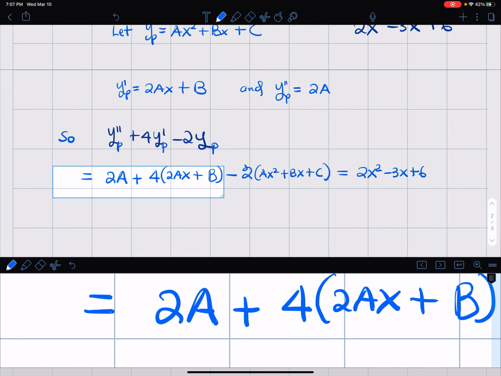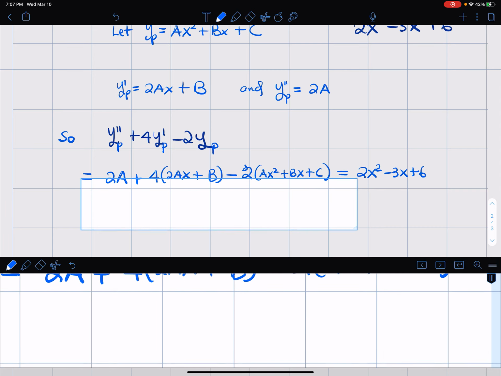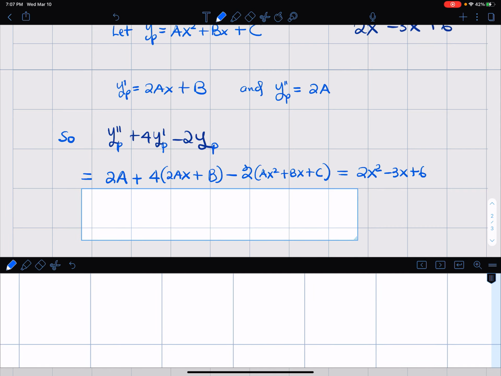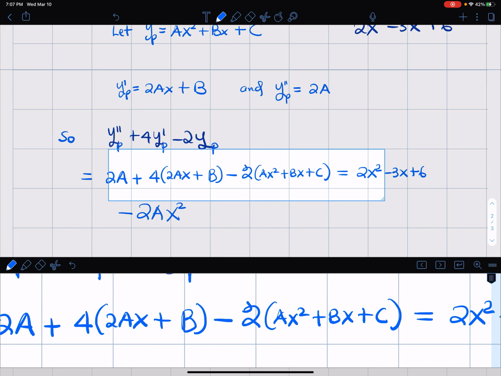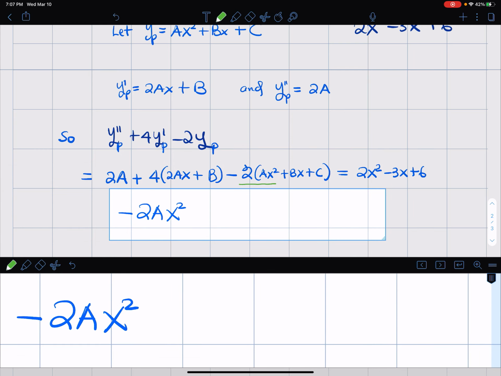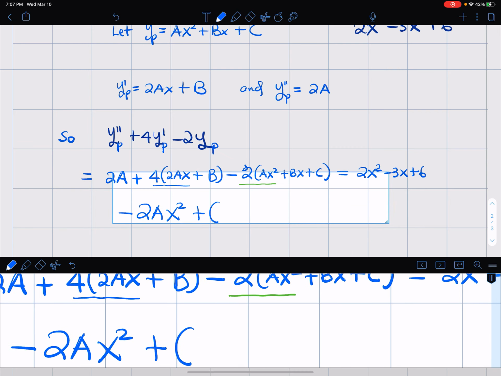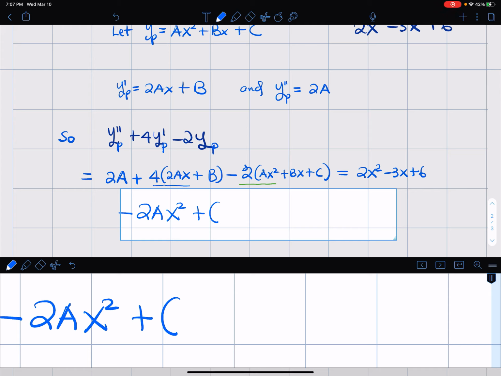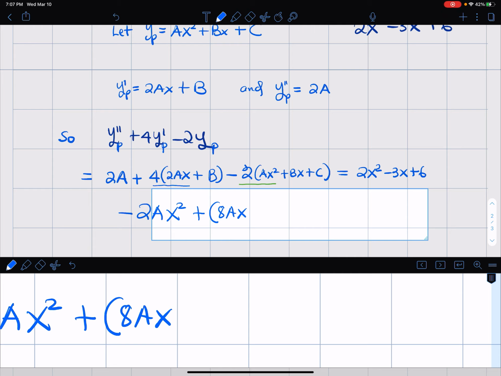So all we have to do now is look at the left-hand side and collect like terms. All the terms with x squared in them is just negative 2ax squared. Then let's look for the terms with x. Plus the terms with x: we have 4 times 2ax, so 8ax, and then minus 2bx.